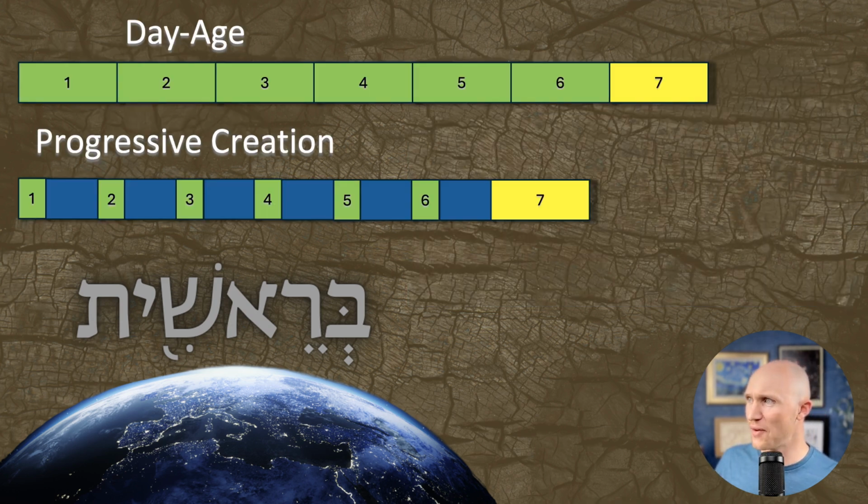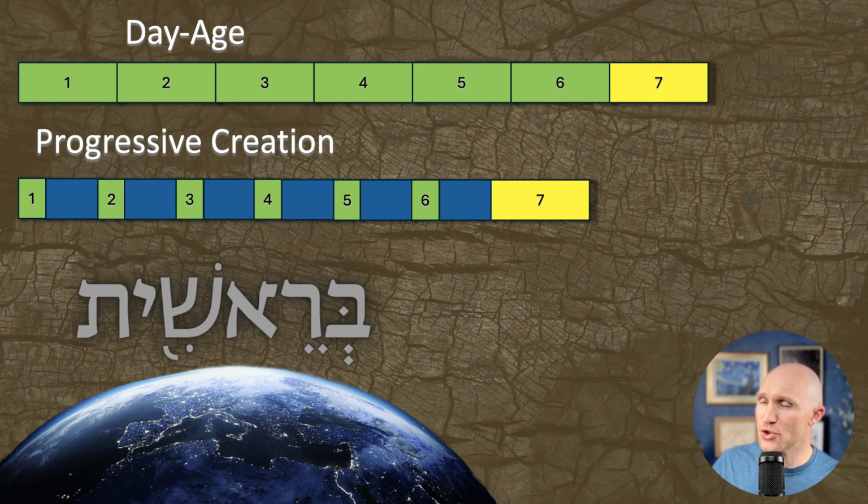You can see here on this graph at the top, you've got the day age view, which we talked about. You've got the days of creation, where each day is actually a reference to a long period of time. Whereas progressive creation has 24-hour days, but they are separated by those blue blocks right there, which represent an undefined amount of time. So you can see that they are a little bit different.